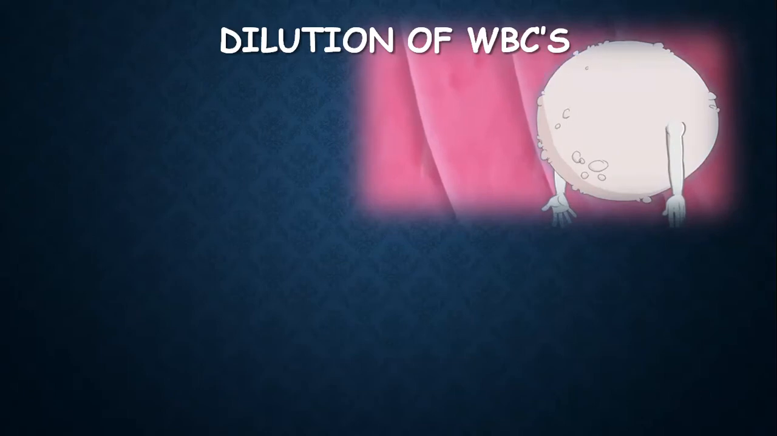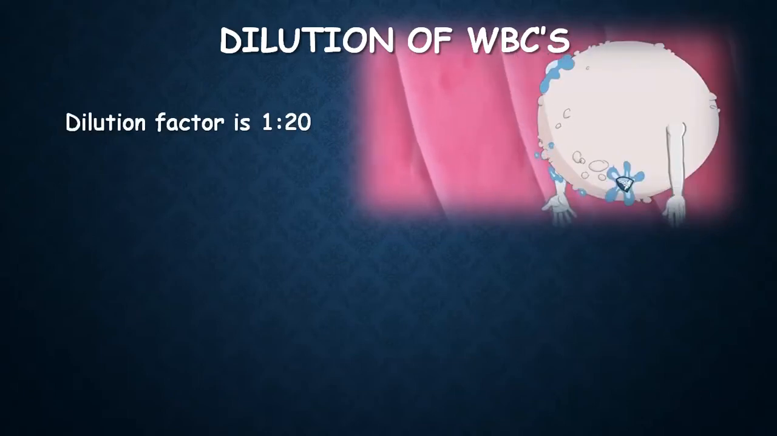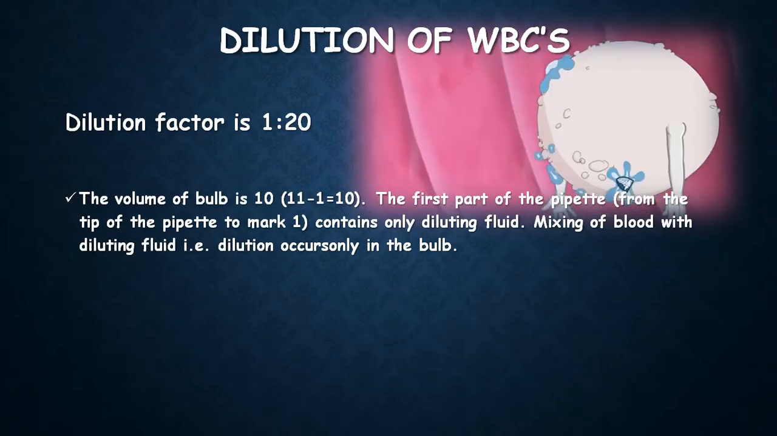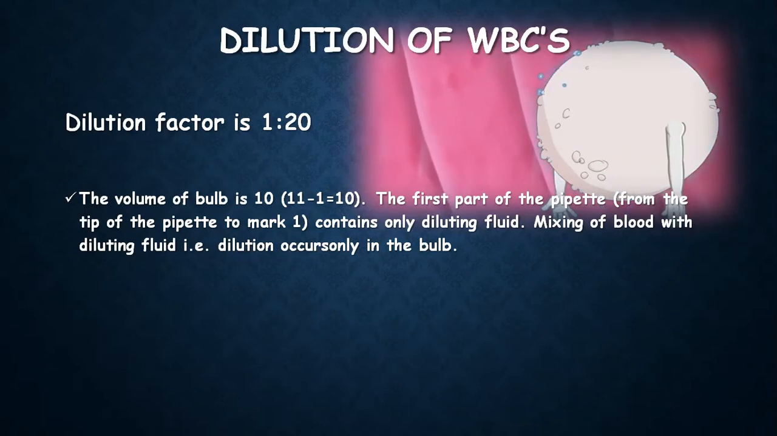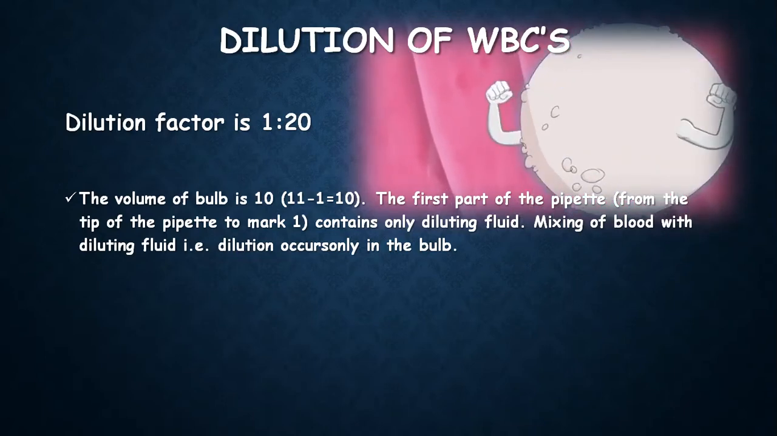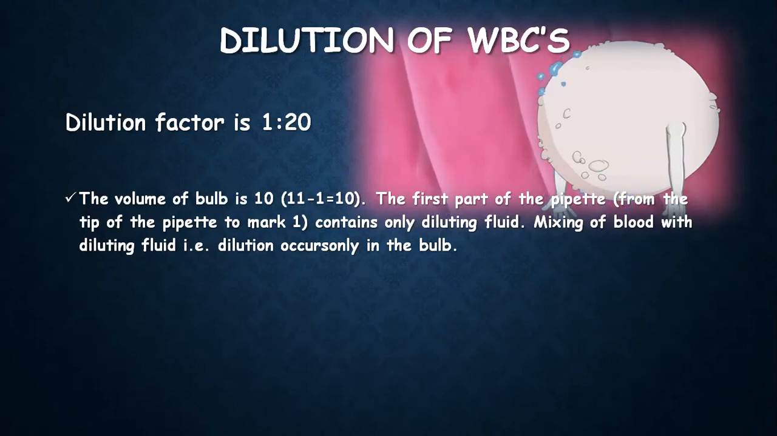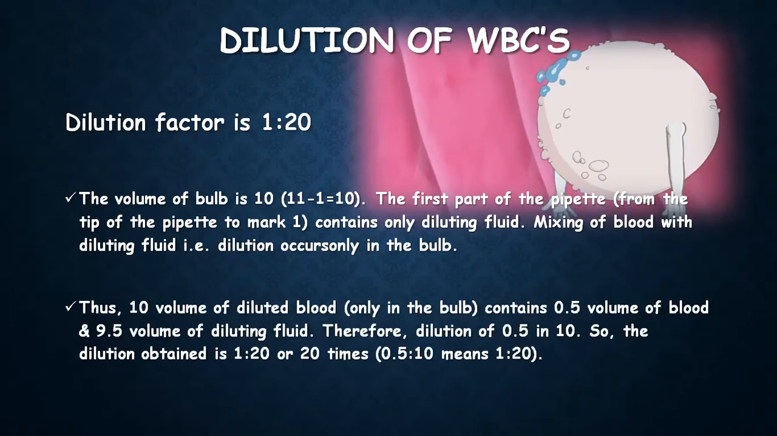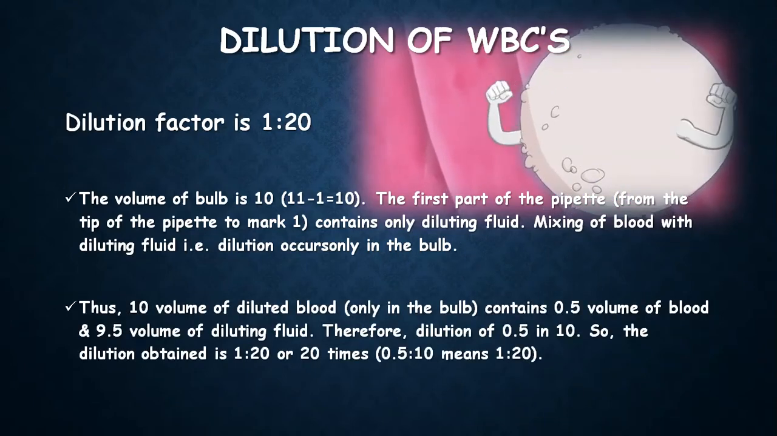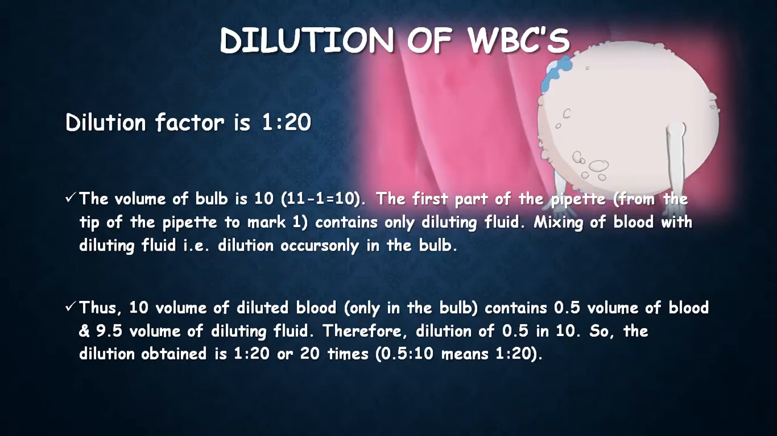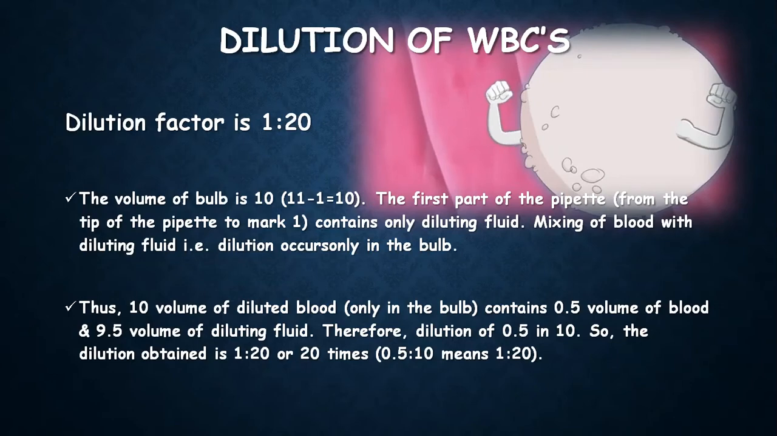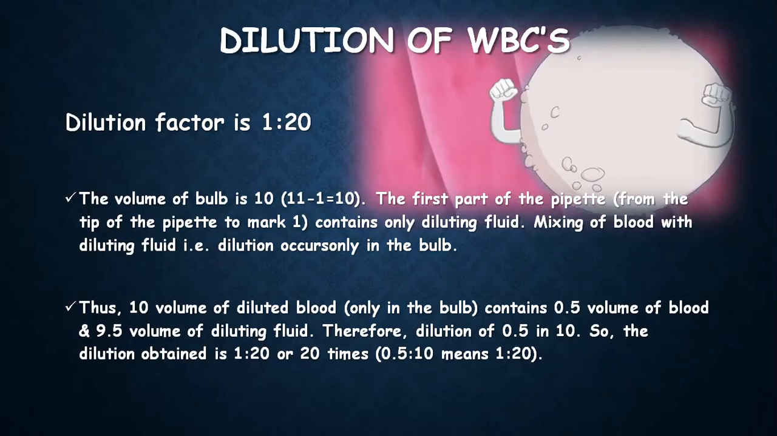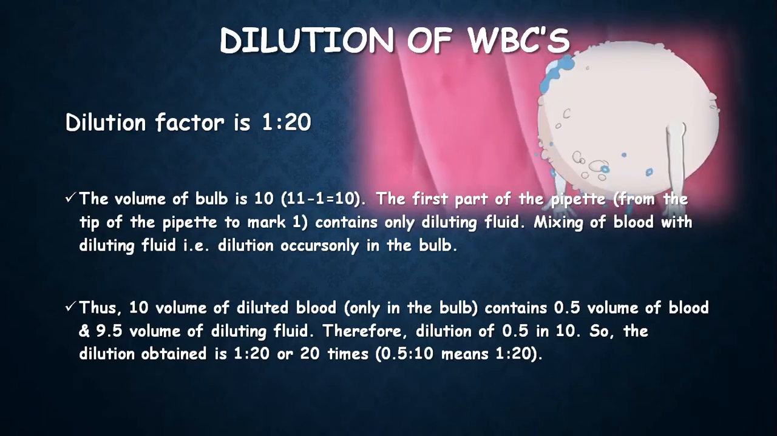Next one is the dilution of WBC. The dilution factor is 1:20. The volume of the bulb is 10. The first part of the pipette contains only diluting fluid. The mix of blood with diluting fluid, that is dilution, occurs only in the bulb. 10 volume of diluted blood contains 0.5 volume of blood and 9.5 volume of diluting fluid. Therefore, the dilution is 0.5 in 10. So the dilution of 10 is 1:20, or 20 times.